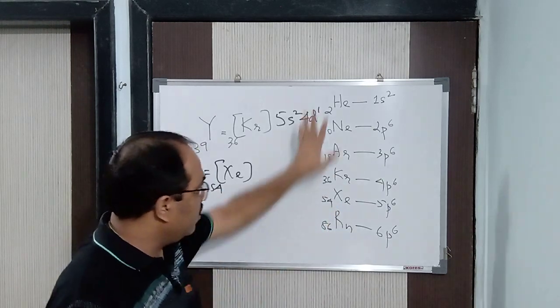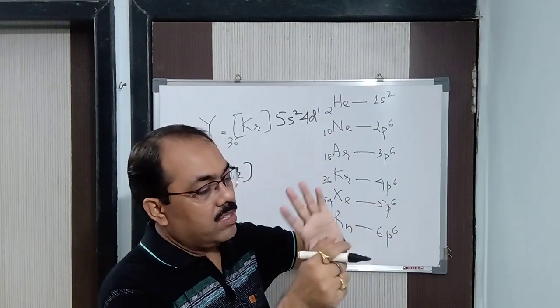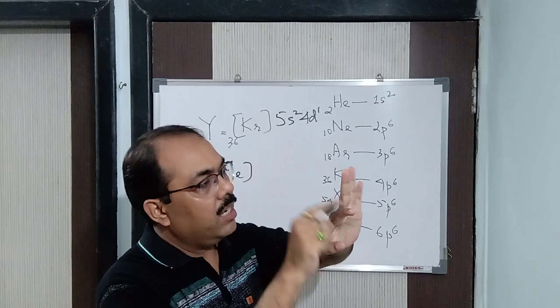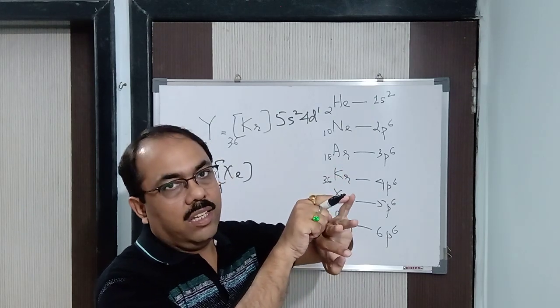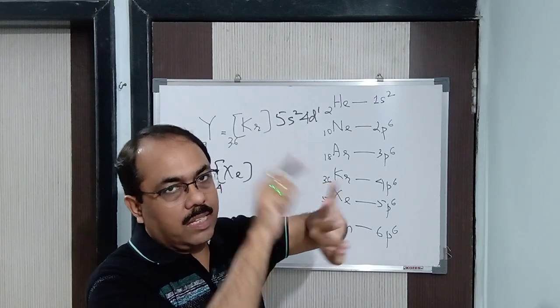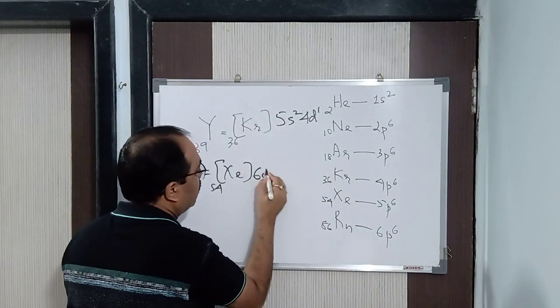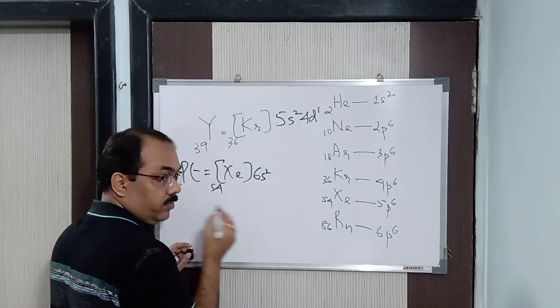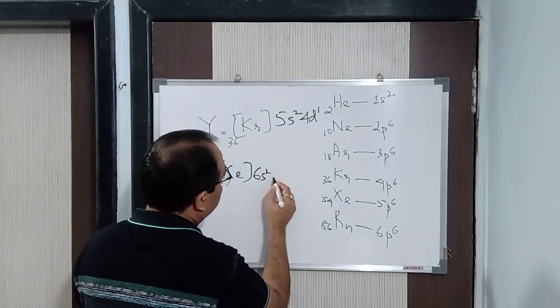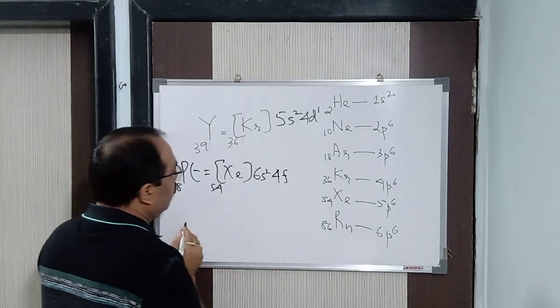How is it? See here. 1, 2, 3, 4, 5, 6. Isn't it? Helium, neon, argon, krypton, xenon. This is your fifth. So 5p6 in this way. Remember it. So it is 5p6. After 5p, what is that? 6s2. Alright? After 6s, what will we have? 4f. 4f is going to come. So hence it will be 6s2.